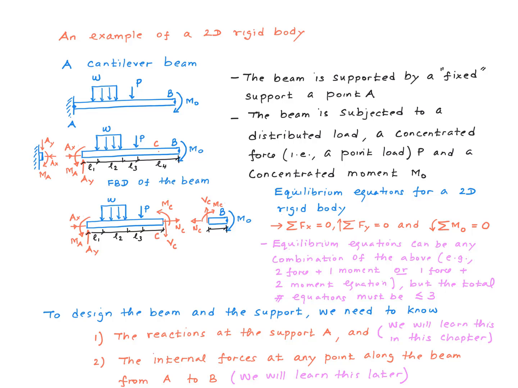The fundamental principle says that the total number of equilibrium equations cannot be more than 3 in the case of 2D problems like this. So that's the only restriction that you have. Otherwise, you have the flexibility to use any combination of these three equations.